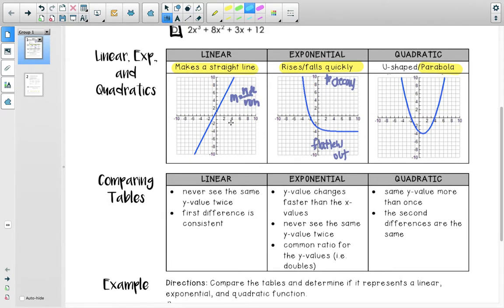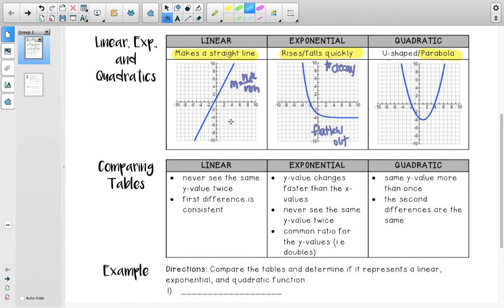But how do we figure out if something's linear, exponential, or quadratic by just looking at the table? So when it says first difference, it means you're trying to find literally the difference that you're subtracting. So the y values and the x values change on the same slope, okay? The y values on exponential are going to go really, really fast, and you're going to notice a common ratio, and we talked about that.